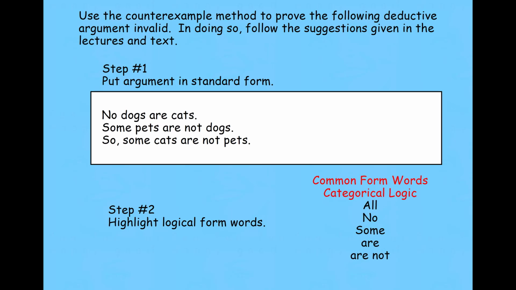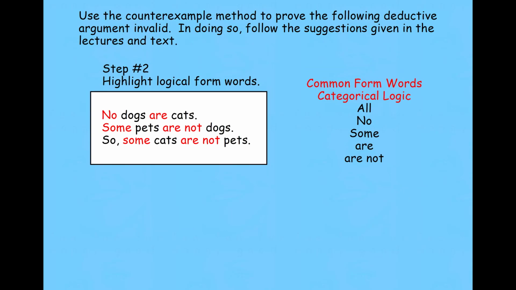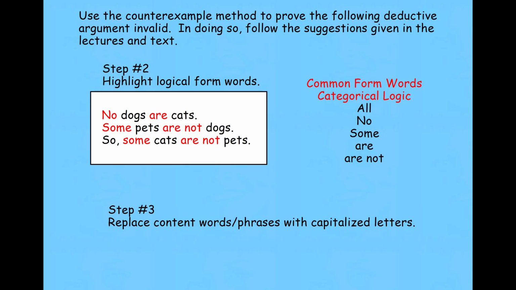Our common categorical logic form words are all, no, some, are, and are not. So we've got no are, some are not, and some are not again. That gives us this. Now that we've got our logical form words highlighted, we want to then replace the content words or phrases with capitalized letters. So you might want to stop the video, see if you can do that, start the video, and compare your answer to mine.